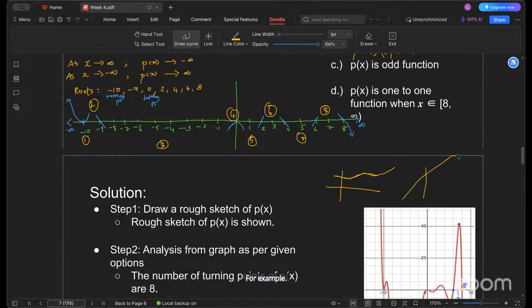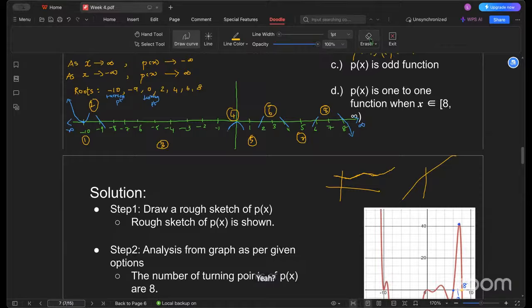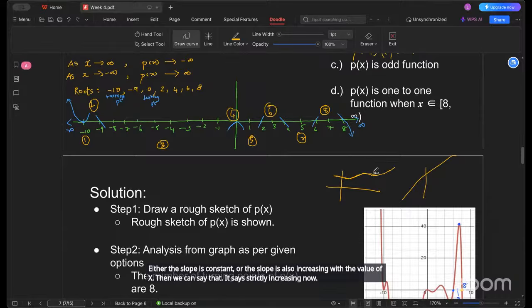For example, x square, x cube, x to the power 5, they are strictly increasing kind of functions. You have to be careful about the domain of whatever you are saying. Okay. So when slope is constant, we say it to be strictly increasing. Yes, in that case, it is strictly increasing. Here, the slope is either 0 and then positive, 0 and then positive. Either the slope is constant or the slope is also increasing with the value of x. Then we can say that it's strictly increasing.